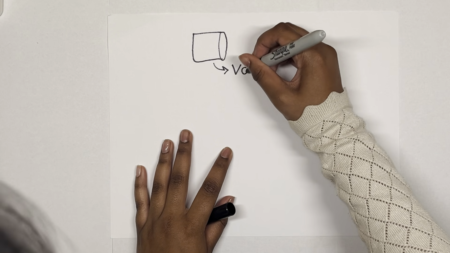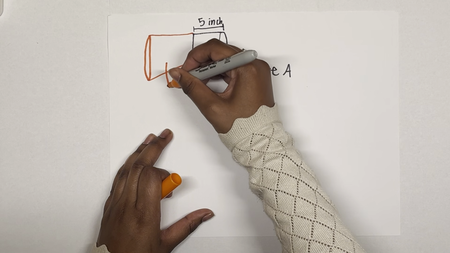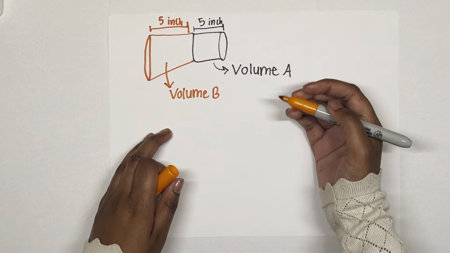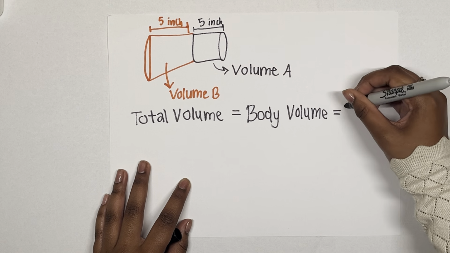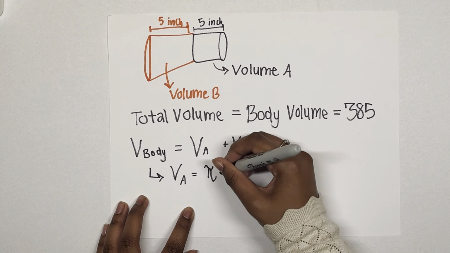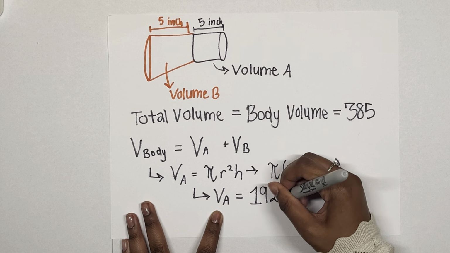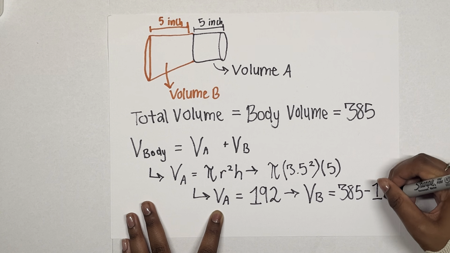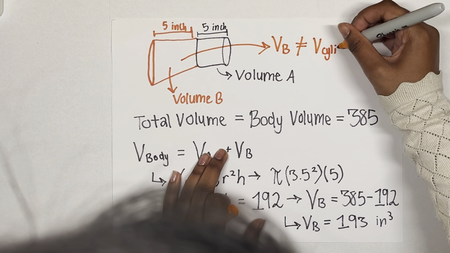Next, I cut the volume into 2 pieces, each with a length of 5 inches. Volume A is the top portion of the dress, which would cover her torso, and again following the cylindrical volume formula, I put the length as 5 inches and the radius as 3.5 inches, giving a total volume of 192 cubic inches. I subtracted volume A from the total body volume, which left the volume B, the skirt, to be 193 cubic inches. Now this is where the calculus comes in.